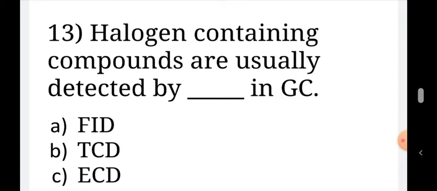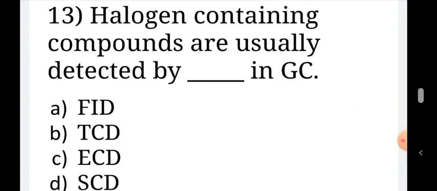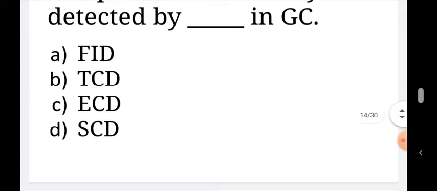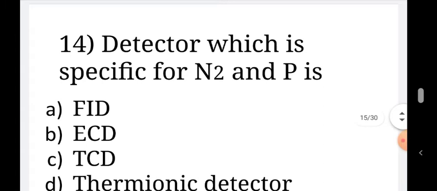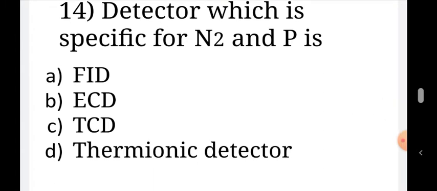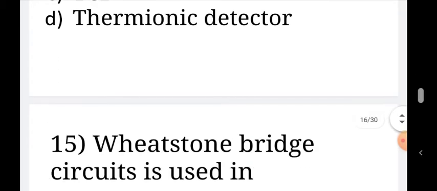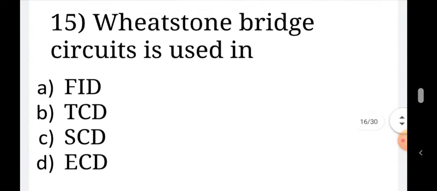Halogen containing compounds are usually detected by dash in GC: by FID, TCD, ECD, SCD. It is the third one, ECD, which is the electron capture detector, which is useful for detecting halogens. So C is the answer. The detector which is specific for nitrogen and phosphorus is FID, ECD, TCD, or thermionic detector. The correct answer is thermionic detector. Wheatstone bridge circuit is used in FID, TCD, SCD, or ECD. In the thermal conductivity detector, that is B, the Wheatstone bridge circuit is used.